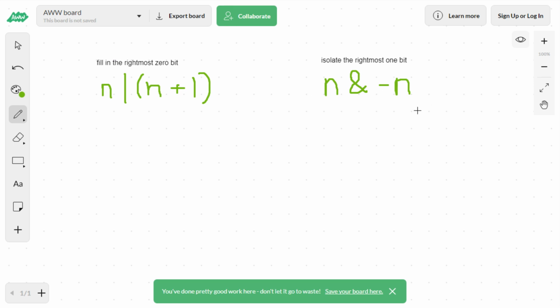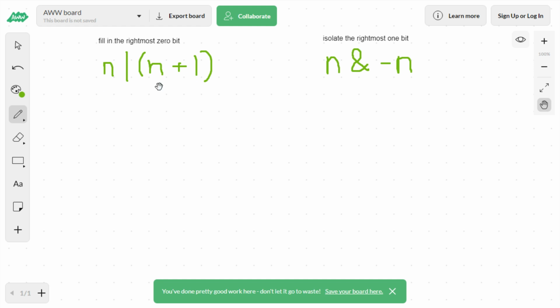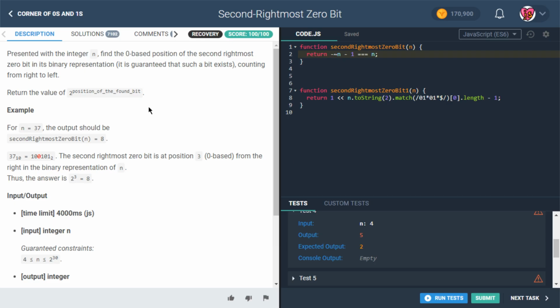So n and not n. Great. So these are the tricks that we're going to use here. And we basically want to use these tricks to try to develop some way of answering this question here. Now, what was this question here? Maybe we'll use the example.